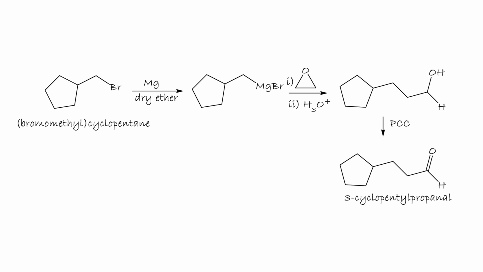Starting with bromomethyl cyclopentane with magnesium in dry ether, you form this Grignard, this carbon which we mentioned has a negative charge, and reacting this with ethylene oxide followed by acidification, we get this alcohol. To oxidize it to the aldehyde, we use a reagent like PCC, pyridinium chlorochromate, or Swern reagent to get the aldehyde.